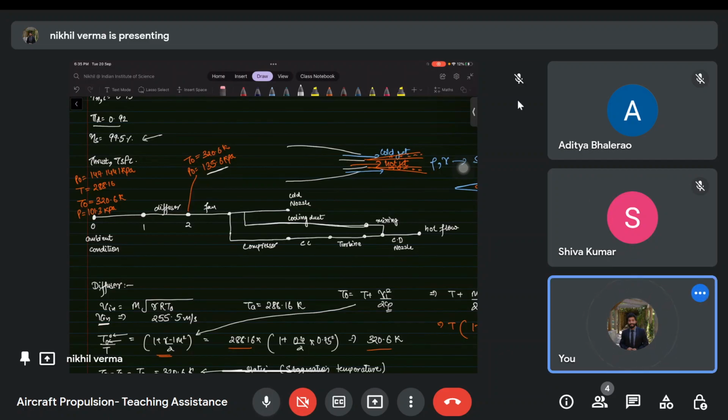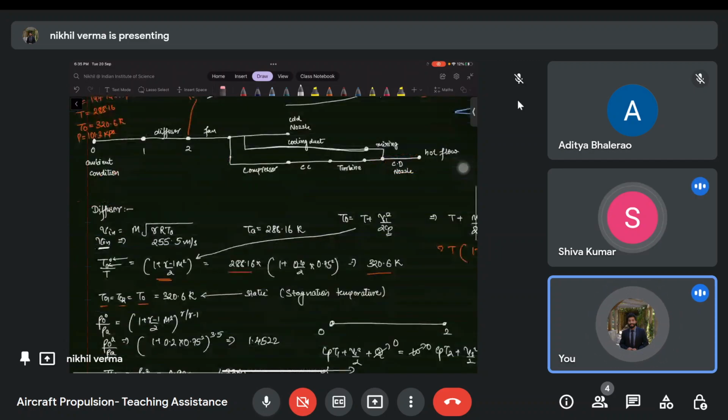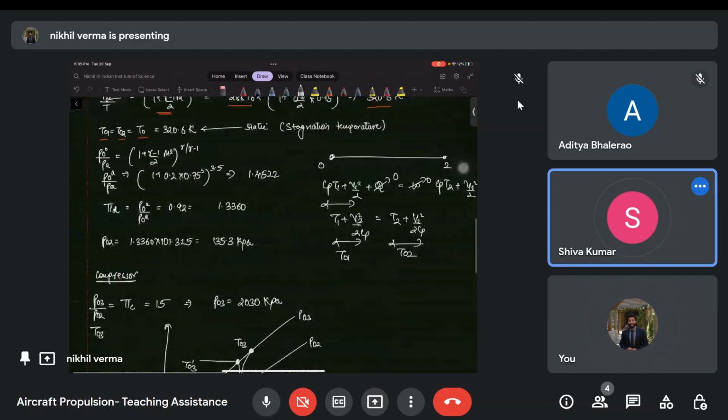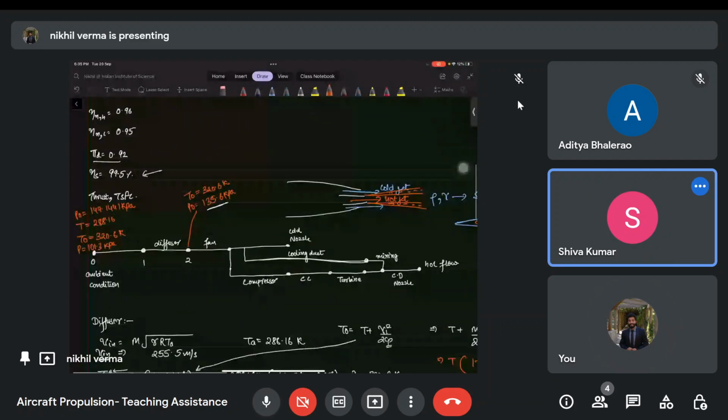So coming on to the compressor. I have a doubt, sir. The stagnation temperature remains constant, right? Yes. But both the stagnation temperature and the pressure are a function of velocity, right? In that case, how is only pressure dropping, but the stagnation temperature remains constant, sir?